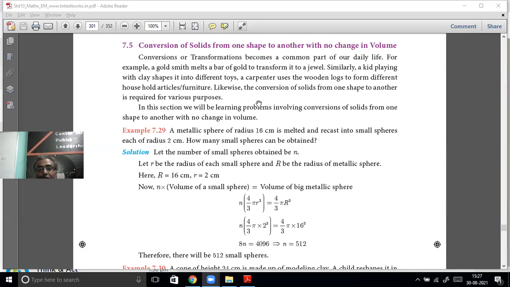For example, a goldsmith melts a bar of gold to transform it into a jewel. Then a kid is playing with clay shapes. He's taking a ball of clay and making it into different toys. So same volume, it becomes different shapes with the same volume. Then a carpenter uses wooden logs to form different household articles or furniture. So the same piece of wood is arranged in a different way to get different furniture. So in the same way, conversion of solids from one shape to another is required for various purposes. That is what we are going to learn here.